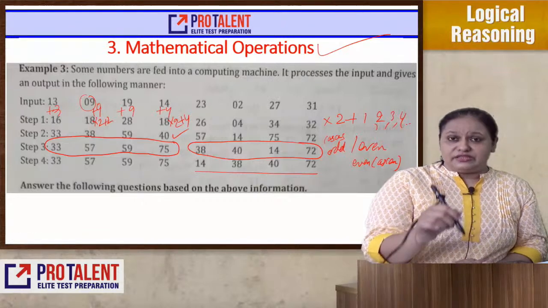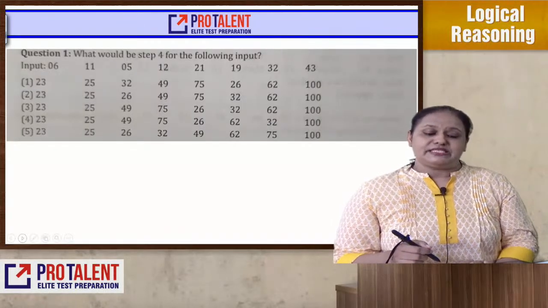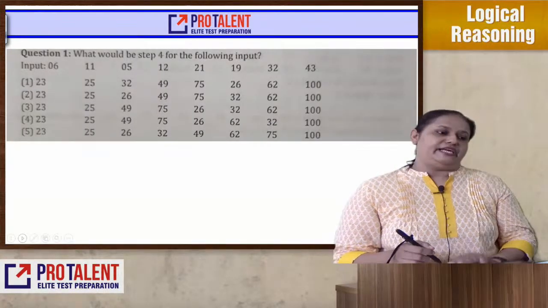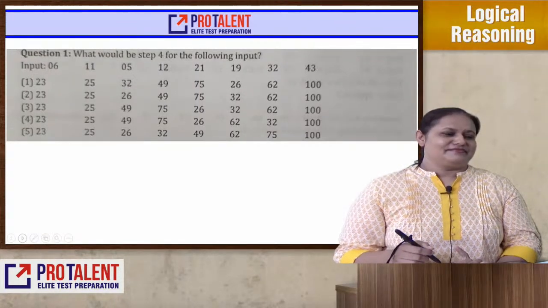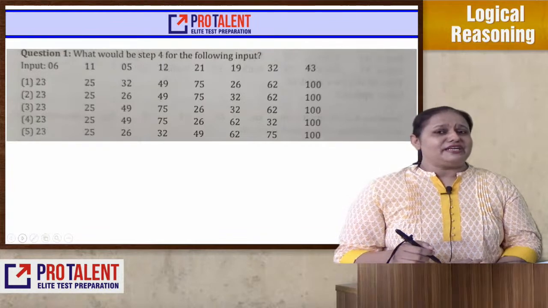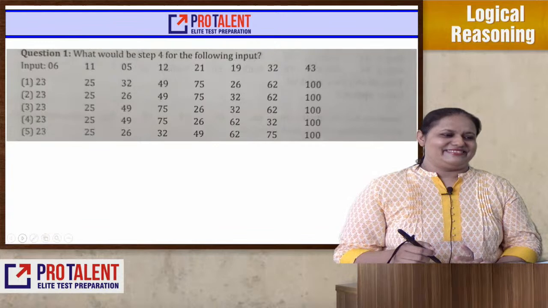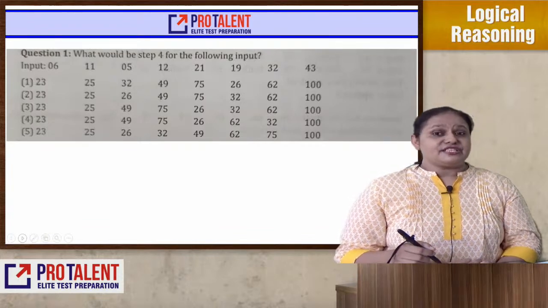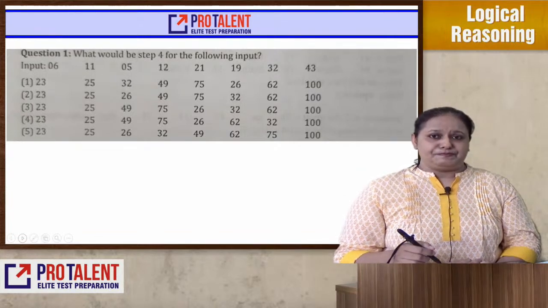Now, based on this, you would be having the question: what would be the step 4 for the following input? Let's do it quickly. Dharmit, if you have the doubt, beta, put the doubt directly so that I can clarify that. Alright, and rest of the people now know what to do, right? Straight away tell me what would be the step 4.